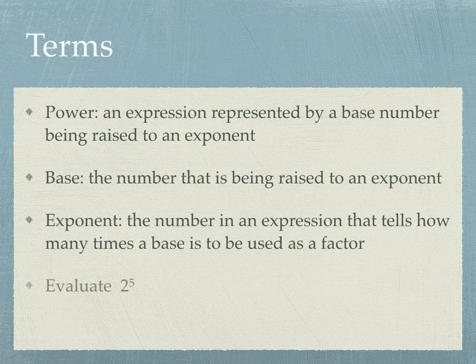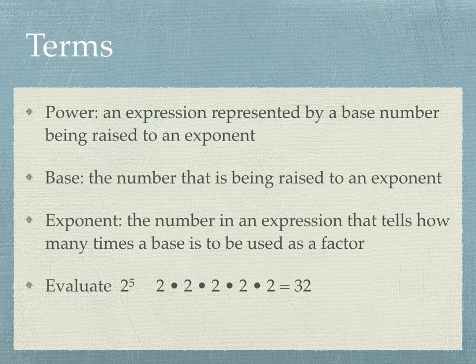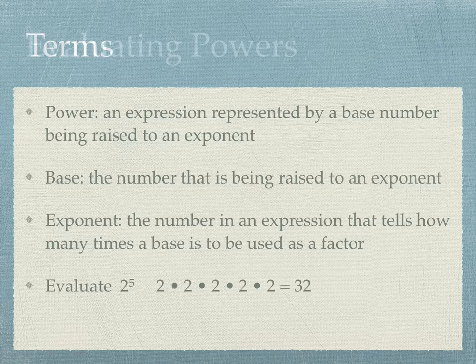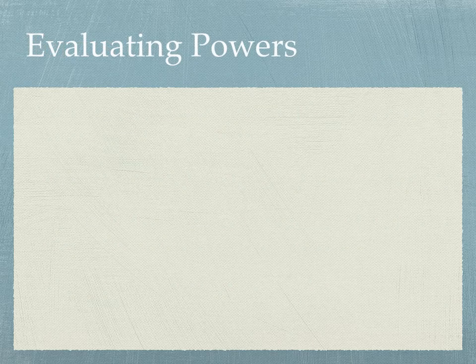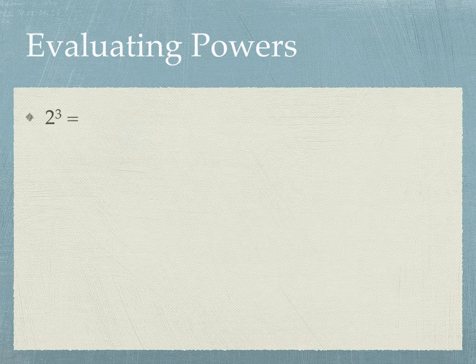So here's an example. 2 to the 5th is a power, and the base is 2 and the exponent is 5. To evaluate it, we multiply 2 by itself 5 times. 2 to the 5th equals 32. So we'll get practice evaluating powers now. First, we'll start with the powers of 2, which are very important. We could even start to memorize these, which would be good.